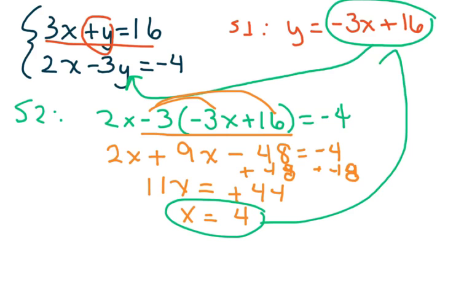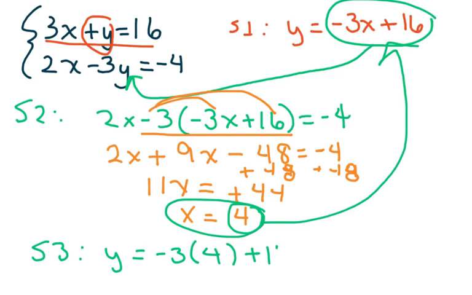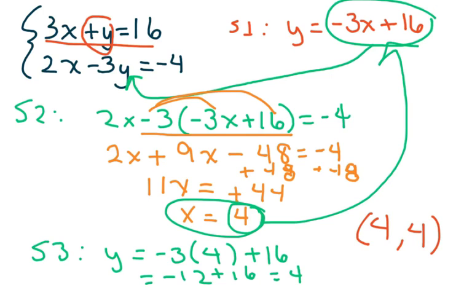And I'm going to plug that into my revised equation for step 3. So step 3, I'm going to have y equals negative 3 times 4 plus 16. And that's going to yield negative 12 plus 16 equals 4. So my y is 4 and my x is 4. And when you plug them back in, you will yield the same results.